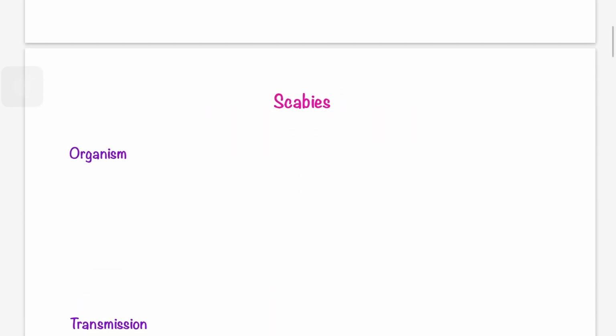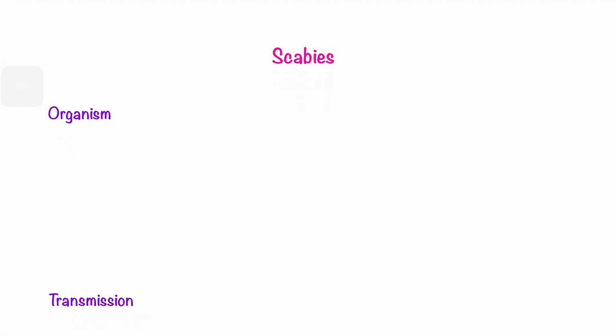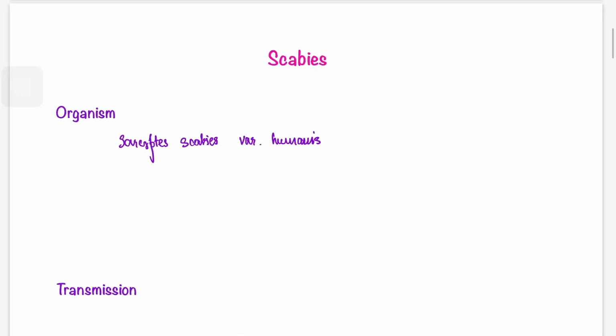So let's start with the most common protozoal infection, that is scabies. Scabies is caused by Sarcoptes scabiei variant hominis. So it's a mite. It is transmitted either through sexual, prolonged skin to skin contact, or through fomites like bedding and clothing. After getting transmitted, this mite penetrates the stratum corneum.